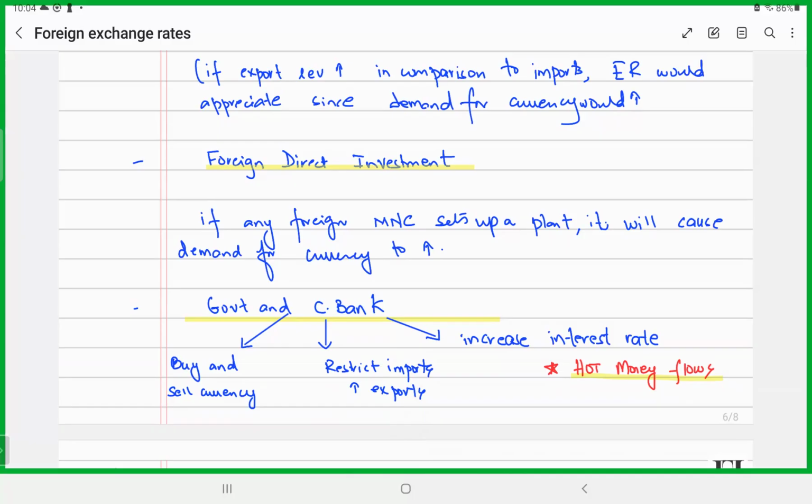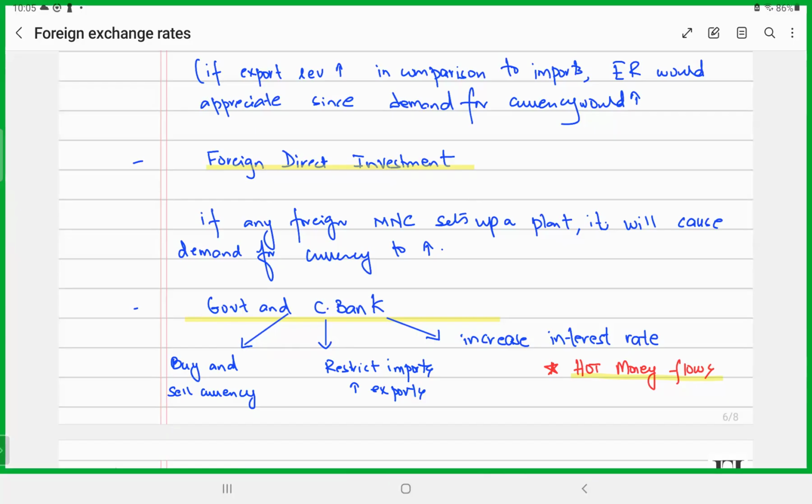The third reason could be that transactions are done by the government and the central bank. Now, the government and the central bank both buy and sell currencies. The government does it again for its balance of payment, for its international transactions, for exports and imports, for maintenance of its reserves. The central bank does it to restrict imports or to increase exports. Similarly, it also does so by way of increasing the interest rate. And when it increases the interest rate, it's trying to do what? It's trying to get hold of hot money flows.